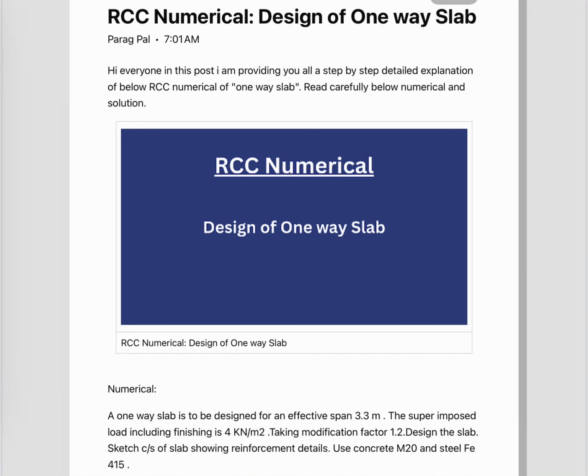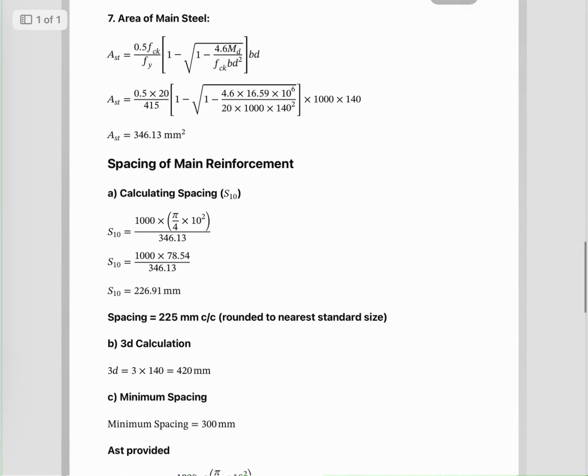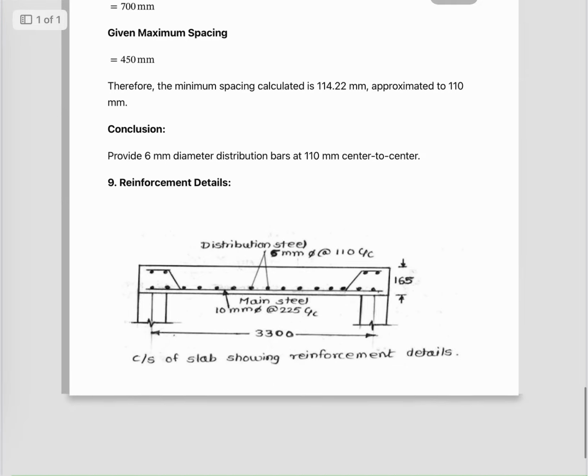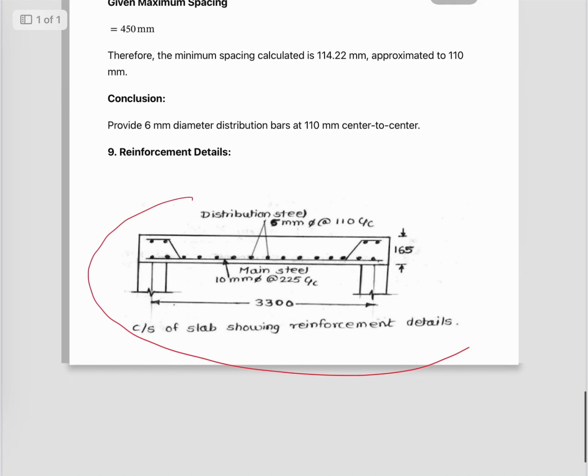In this numerical, I'm going to discuss a detailed numerical of one-way slab. From start to end, we will be discussing the numerical with a proper solution step by step with the reinforcement detailing sketch.